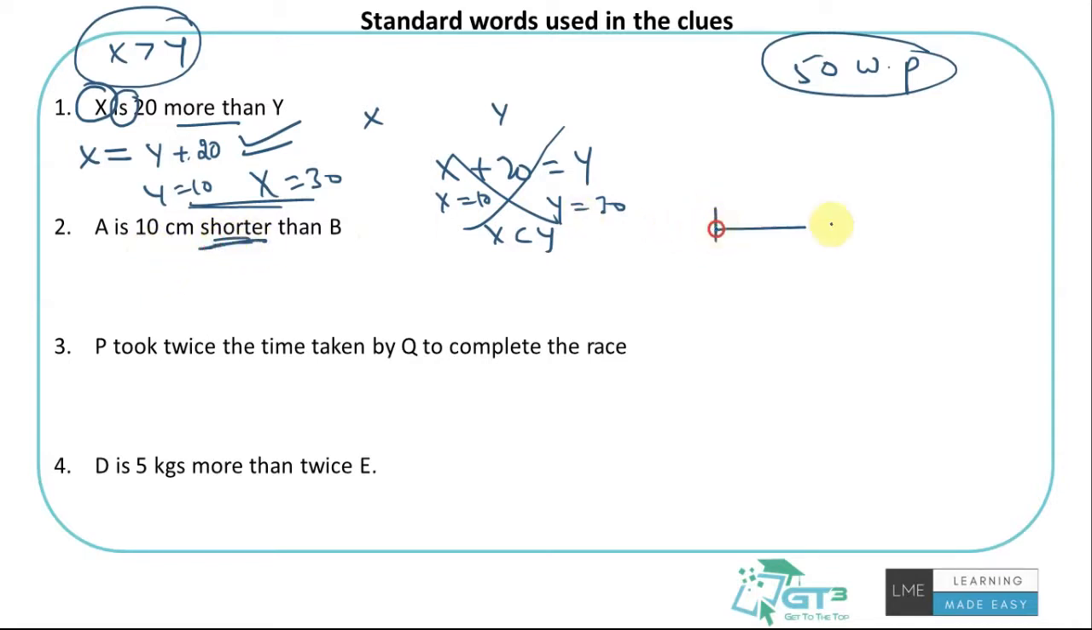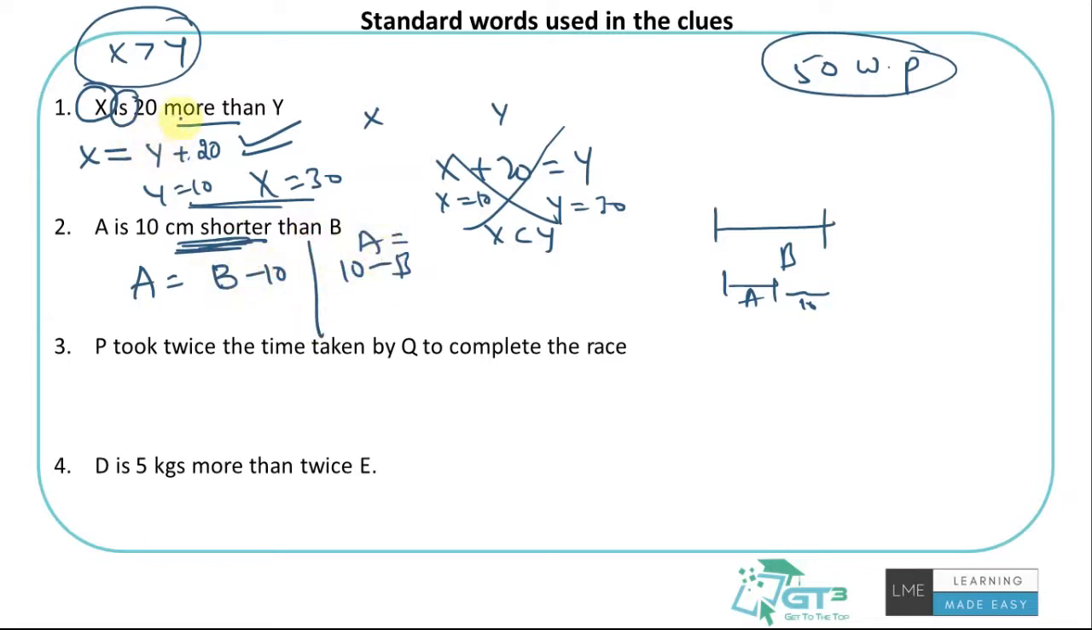So if B is so and so, A is supposed to be less than that. This is 10, right? A is shorter than B. That's what it says. So A is equal to lesser than, fewer than, shorter than something B. It should be B minus 10. It's not 10 minus B, okay? Don't write it like that.